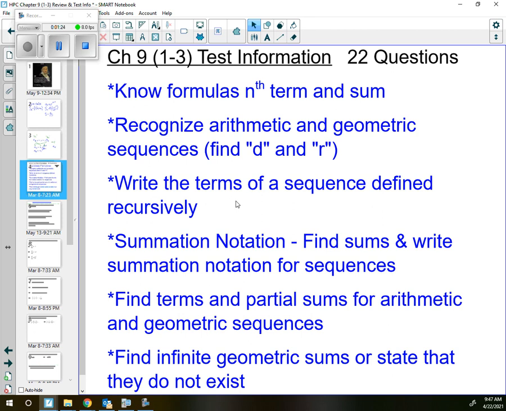And summation notation, that's your sigma. Sigma notation or summation notation, being able to write those. Finding terms and partial sums for arithmetic and geometric, and finding infinite geometric sums, or stating that they do not exist. So making sure that we have an idea of which ones have sums and which ones don't.